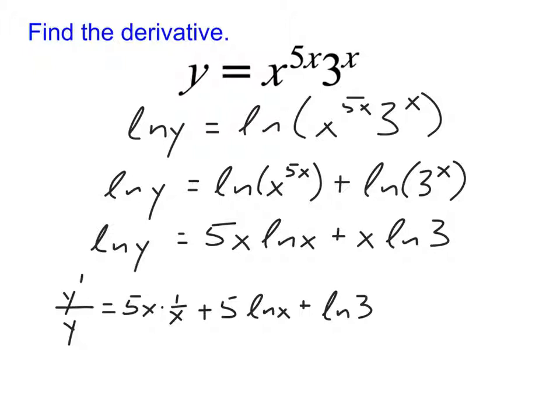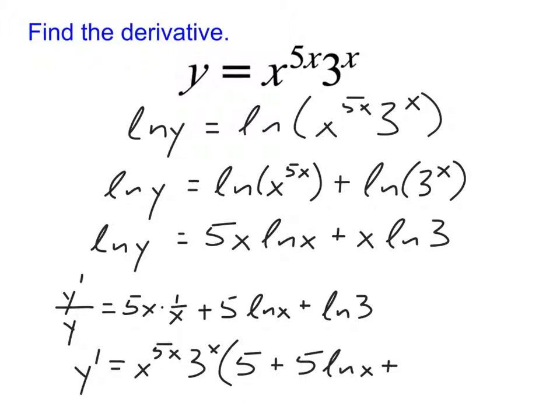All right, and then the last step in this problem is just to clean it up and solve it for y prime. So when we solve for y prime, I move the y to the other side. And then, yes, we'll substitute in what y equals. I'm going to go ahead and do that all at once here. So I'm going to do x to the 5x, 3 to the x, times, now 5x times 1 over x, that's just 5, plus 5 times the natural log of x, plus the natural log of 3, and we're done.